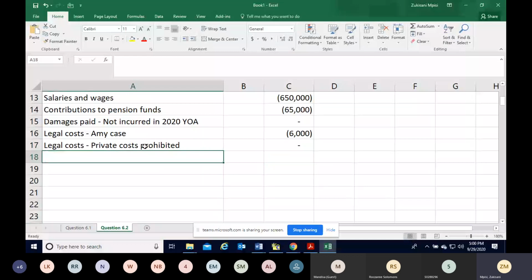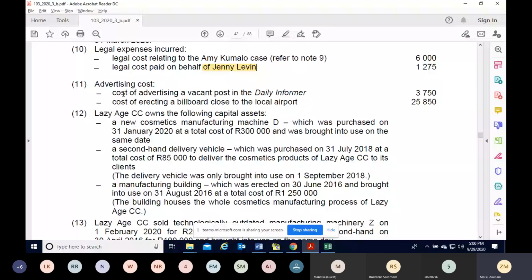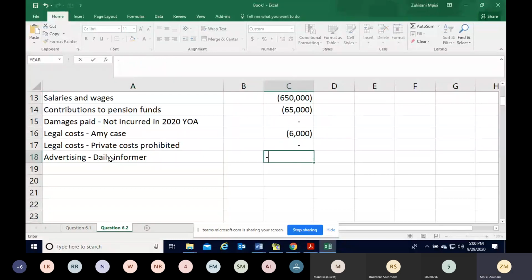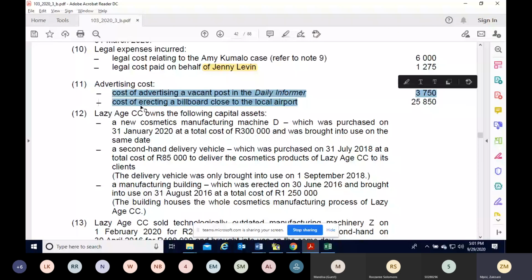We move on. Advertising, cost of advertising a vacant post in the Daily Informer. Remember, this is how we are looking for people if we are advertising. So advertising on Daily Informer. This is in the production of income, so it's 3,750.